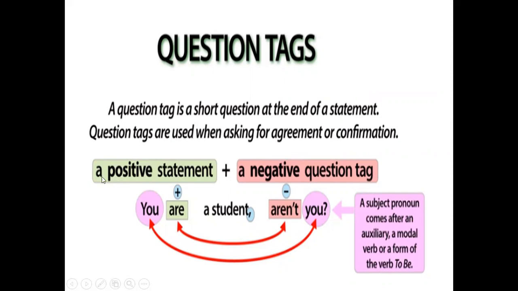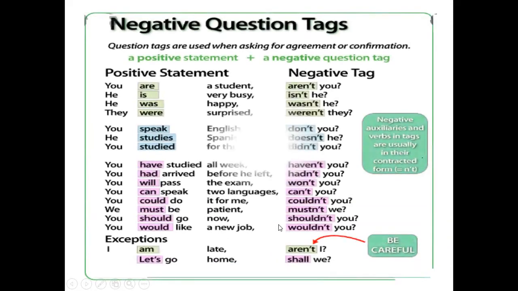الأساس when the statement is positive لما تكون الجملة مثبتة the tag becomes negative. The question tag is negative. Let's see this example. You are a student, aren't you? So are, okay, it's positive. We changed it into negative. aren't في البداية. بعدين بنحط الضمير you aren't you ما تغيرت. You are a student, aren't you? Yes. Okay.